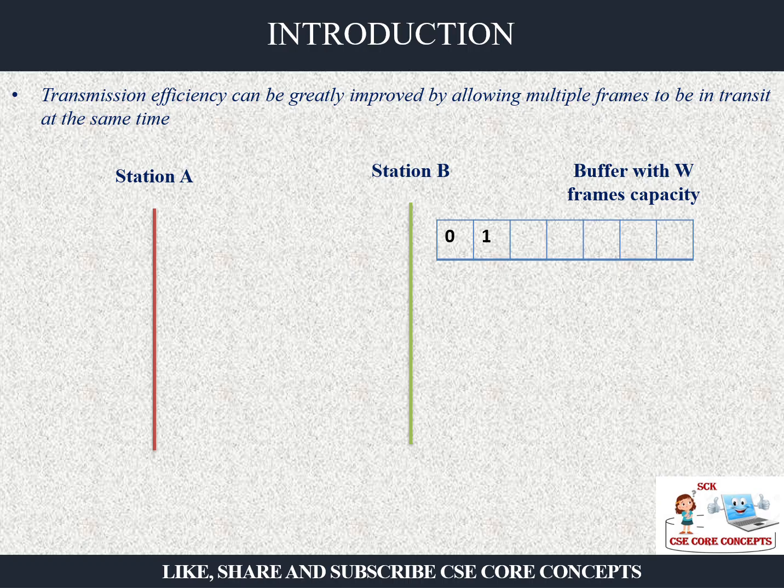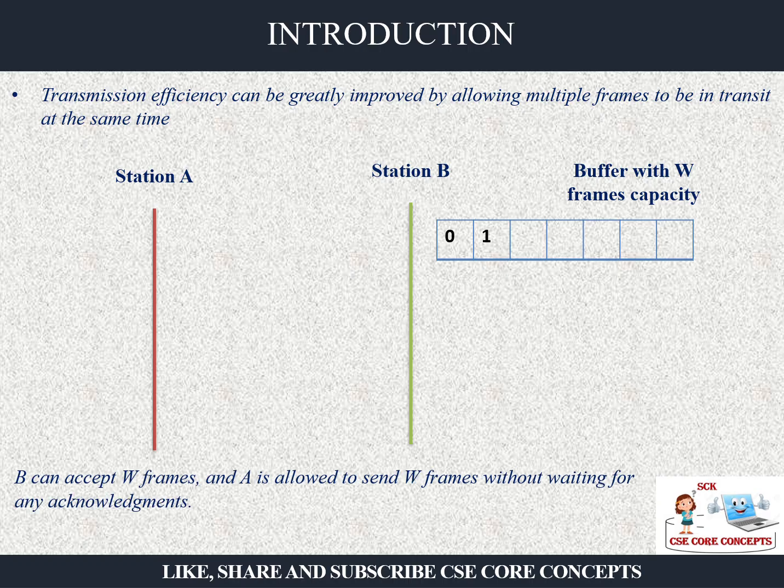The requirement of the buffer is that the source station can send multiple frames. The receiving station processes the frames one by one, and the rest of the frames it can keep in the buffer. So the capacity of the buffer is W, which means we can accept W frames without waiting for any acknowledgement. Let's say station A has sent two frames, 0 and 1, which have been received by station B. This red outer bordering you can see is the window.